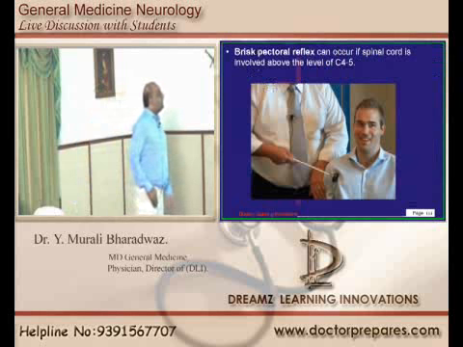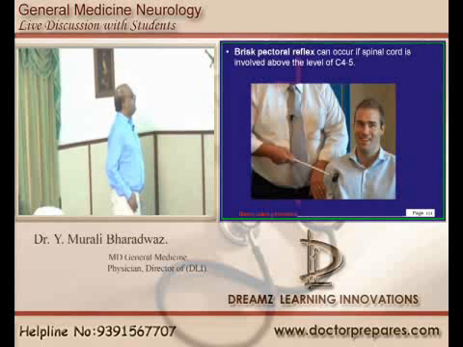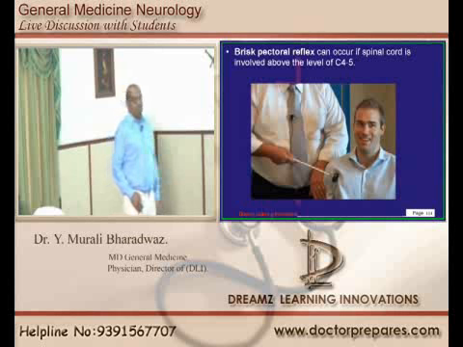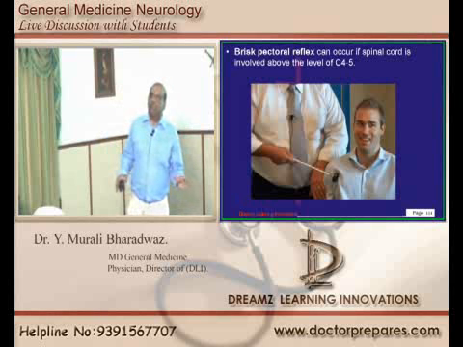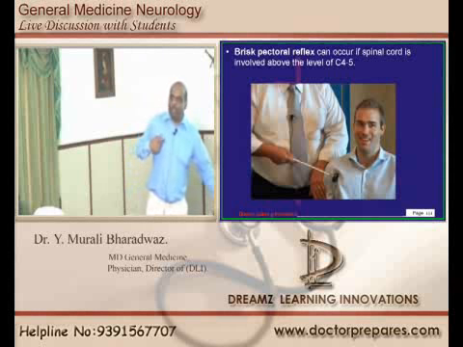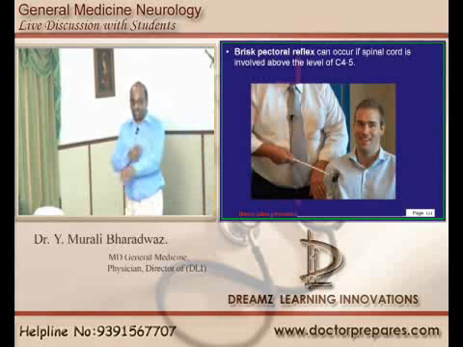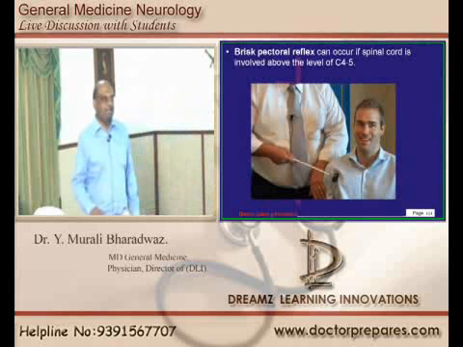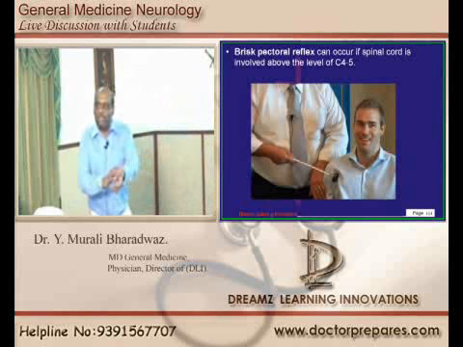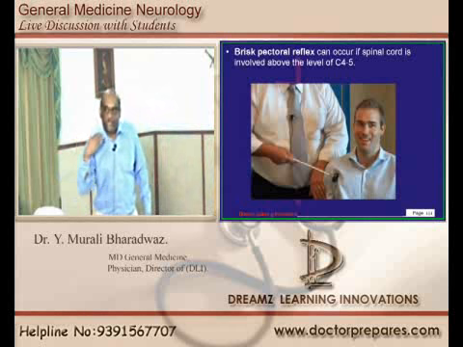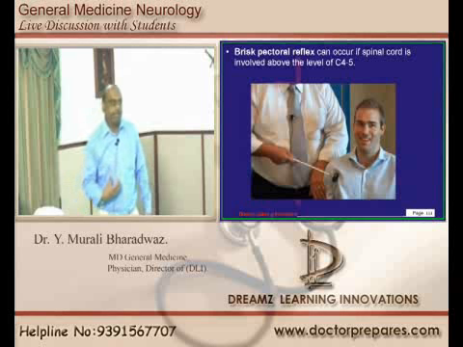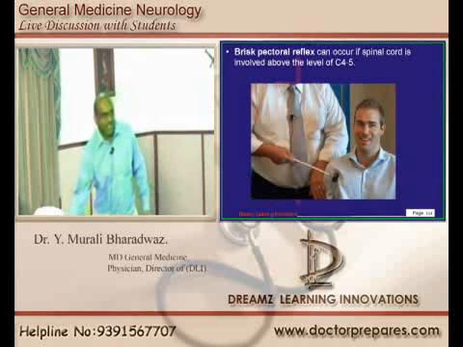Now one of the options given was, will the pectoral jerk become brisk in case of myelopathy? Yes, definitely. See doctor, pectoral reflex, biceps reflex, triceps reflex, supinator reflex, these are all reflexes decided by what root value? Where are the roots arising? From the spinal cord level. C2, C3, C4, C5 up to C7, T1.